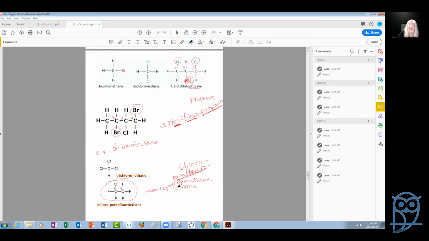Such a big name for such a small compound. So this could be the name of this compound, 1-chloro-1,2-pentafluoroethane.